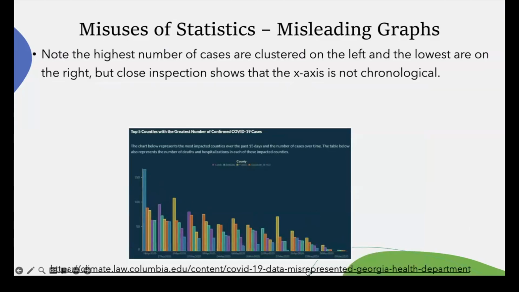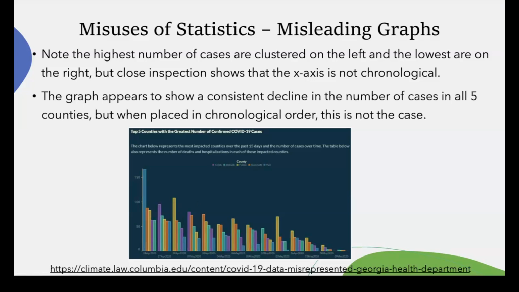And you can actually click this link to read about that mistake. The highest number of cases are clustered on the left. That's the way it's made to appear. And the lowest are on the right. That's how the person who made the graph wanted it to appear. But if you look at close inspection of that x-axis, that horizontal axis, it's not chronological. And that is a misuse of statistics. The graph appears to show a consistent decline in the number of cases in all 5 counties. But when you place it in chronological order, that is not the case.